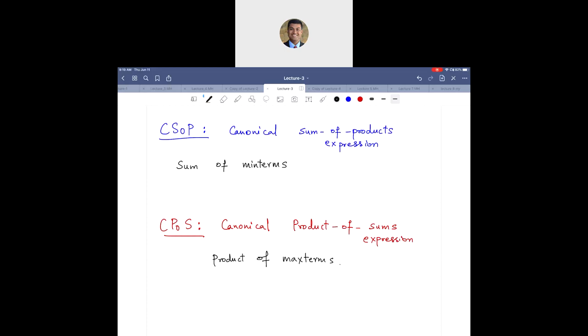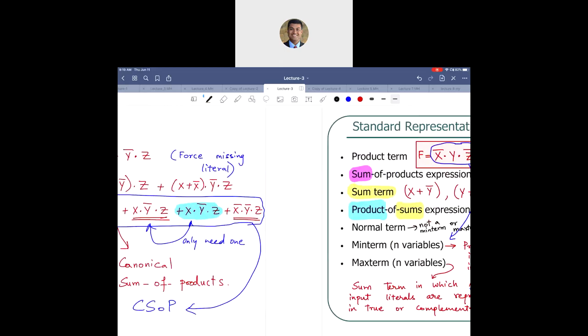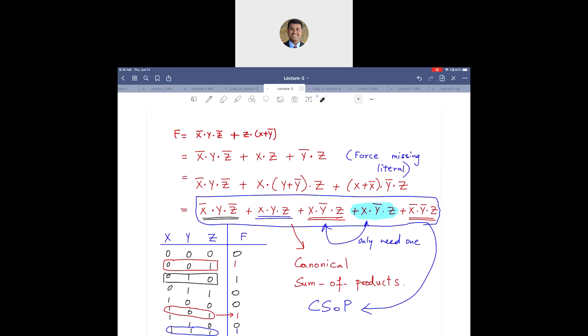So you can take these two definitions and apply them to this discussion here. We said this was canonical sum of products, and if you look at this, you have 1, 2, 3, 4 unique minterms in that, and it is a sum of those 4 unique minterms, and that's why we called it a canonical sum of products expression.